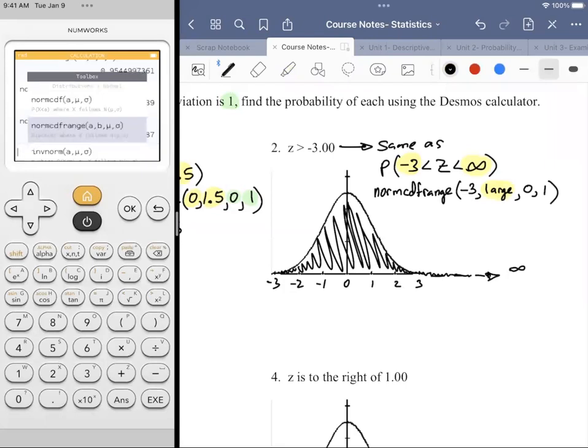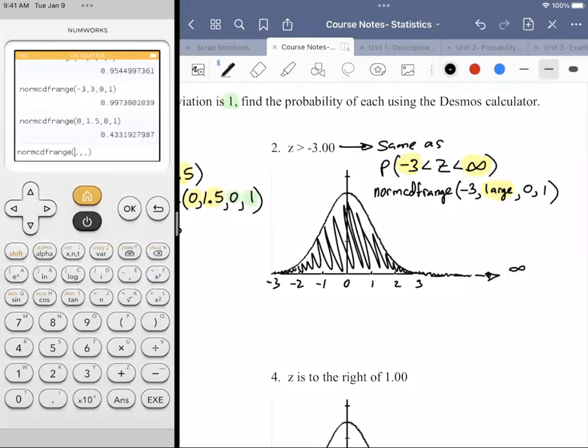So I do my norm CDF range. I plug in -3. I plug in something that I think is large. Maybe I think 100 is large enough. 0, 1. Hit OK. You get a decimal. It's a decimal that seems to make sense in the context. I shaded most of the graph, and I have most of the area because the max I can get is 1. I'm looking at about 0.999.